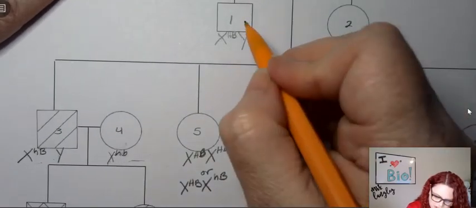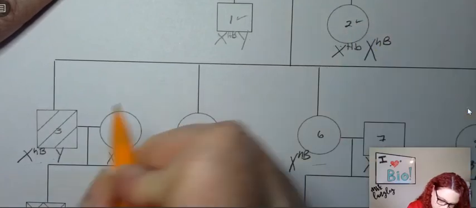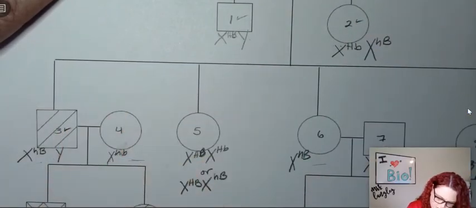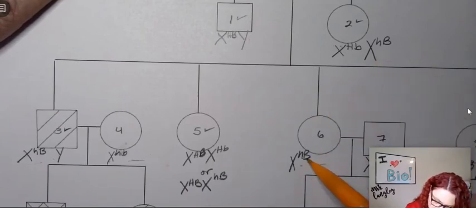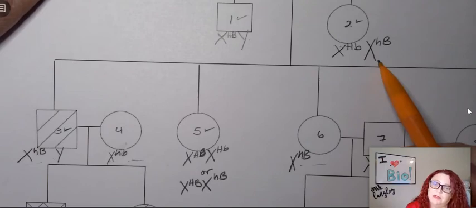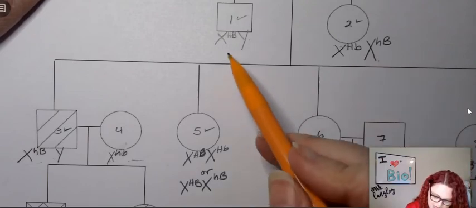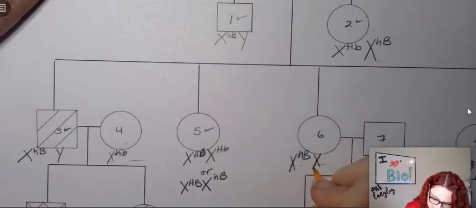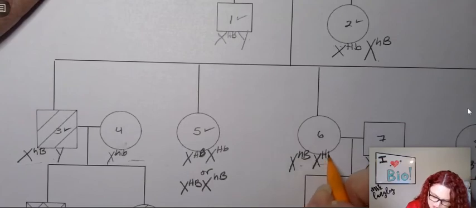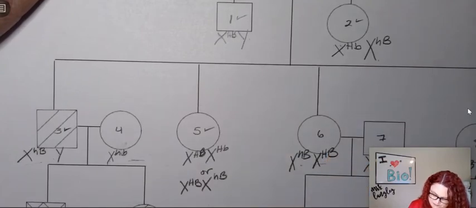Okay, so I've completed number 1, number 2, number 3. Still not sure about 4, but I've got 5. Now number 6, we know, has a little h and a big B. Well, that had to come from mom because that's not what dad has. Dad had to give this person a big H and a big B. Okay, so we know this one. We know this one.